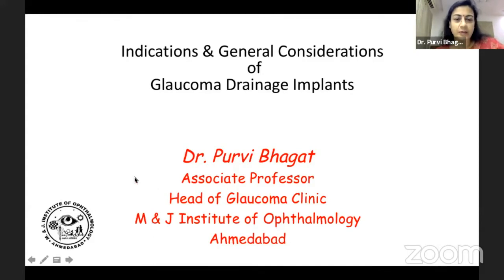We all know that trabeculectomy is the gold standard surgery for all patients, and GDDs, that is the glaucoma drainage implants, are now almost considered a silver standard surgery because they are the second most common performed surgery. But in spite of that, we still have a lot of concerns regarding its indications, which design to use, and how it works. So I'll be talking on those indications and some general considerations.